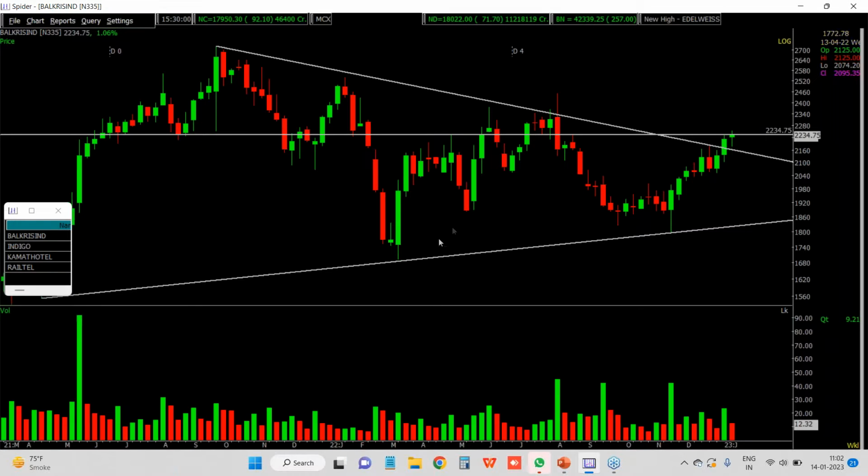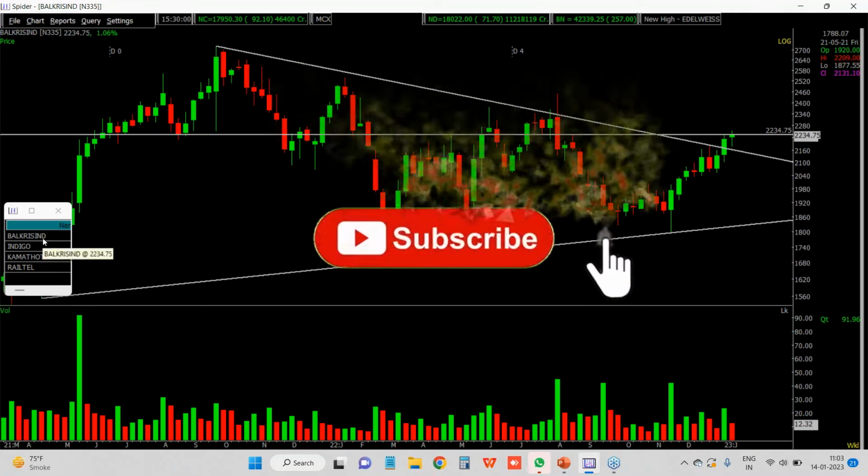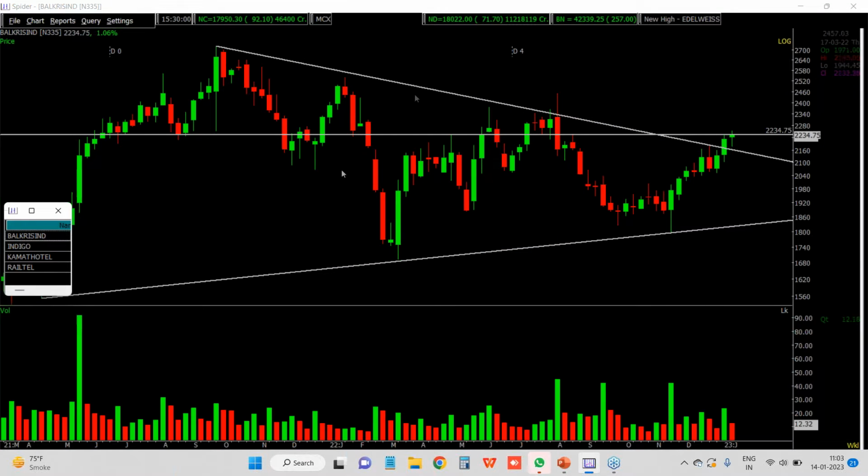So first off, if you look at the Spider software, I have a watch list created over here. So first, let's check Balkrishna Industries. If you look at the weekly chart of Balkrishna Industries, it was forming a triangle pattern over here. In the previous week, we saw the breakout of the triangle pattern, and in the current week, we have seen a good up move from Balkrishna Industries.